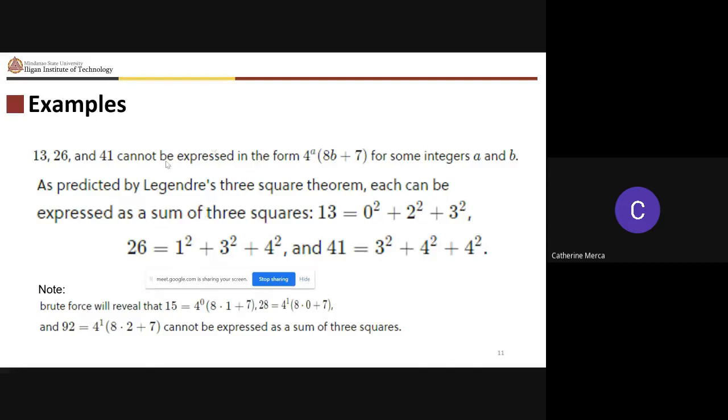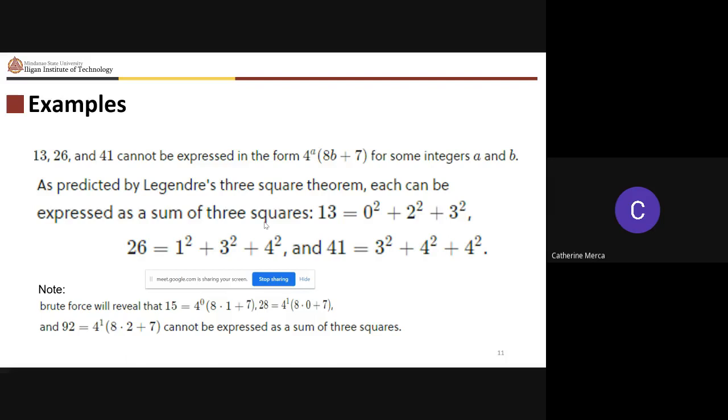So kung dili siya ma-express ani nga form, ma-express siya as a sum of three squares. Nakuha ninyo? Dili siya ma-express ani nga form, mao na nga ma-express siya as a sum of three squares. Is that clear? So kinahanglan dili siya ma-express ani nga form, 4 to the a times 8b plus 7, para ma-express siya as a sum of three squares.